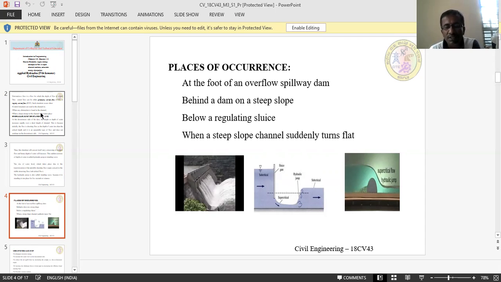If excess water is entering the dam, they raise the sluice gates. Then water reaches the downstream side between the crest of the weir and the bottom of the sluice gate. Once water reaches the downstream side, a hydraulic jump occurs. When a steep slope channel suddenly turns flat, there is a sudden change in the slope of the channel, and then also a hydraulic jump occurs.